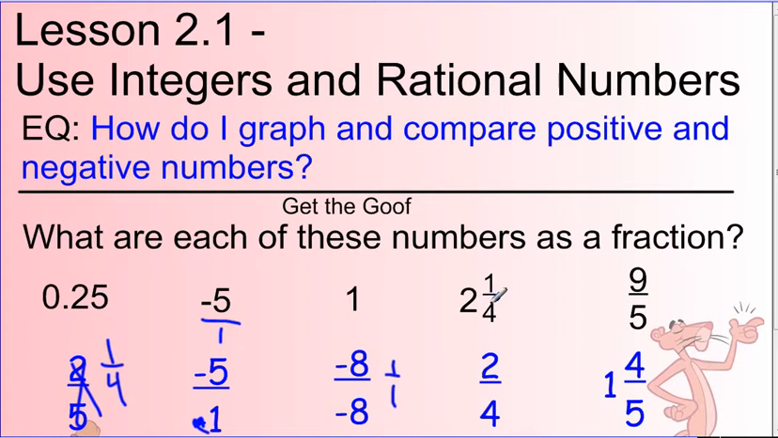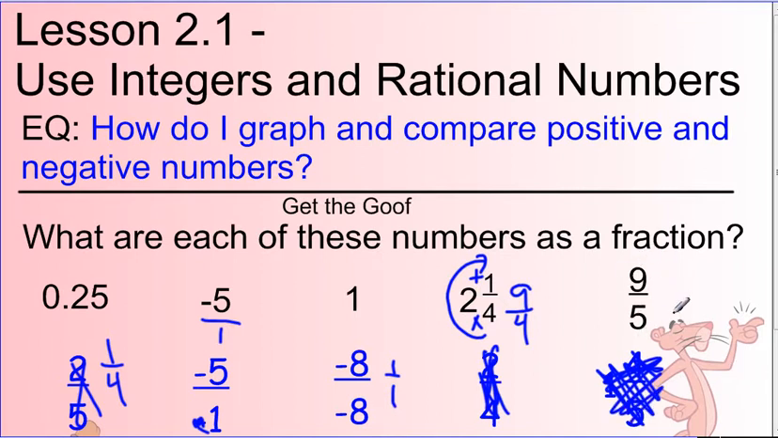The third problem here, if you remember, the way you change a mixed number to an improper fraction is you take the denominator times the whole number and then add the numerators. You kind of go in a little half circle like this. You go 4 times 2 is 8, plus 1 is 9, and the denominator stays the same. This is the fraction. Yes, it's improper, but that's the fraction. And the last one here, the fifth one, 9/5 is already a fraction. It does not need to change. This is already a fraction.